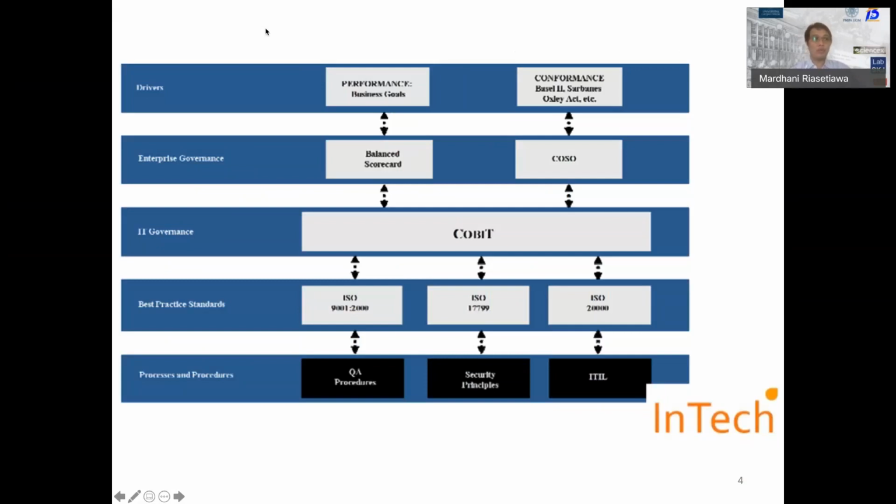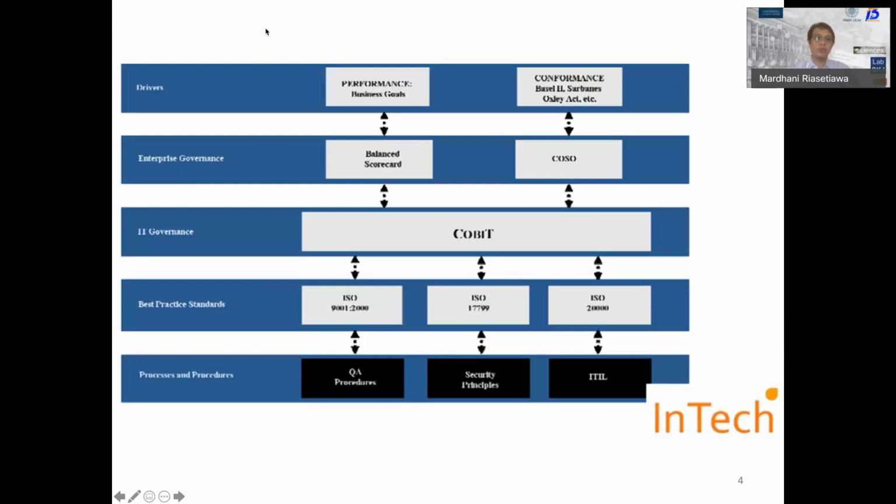And the second is conformance. Conformance is on the compliance side. Especially in industry, we know several standards that we need to comply with when we do business. The first is Basel 2, and the second is Sarbanes-Oxley. These are two international standards that we need to comply with to ensure that the company or organization has capability in the international standard.